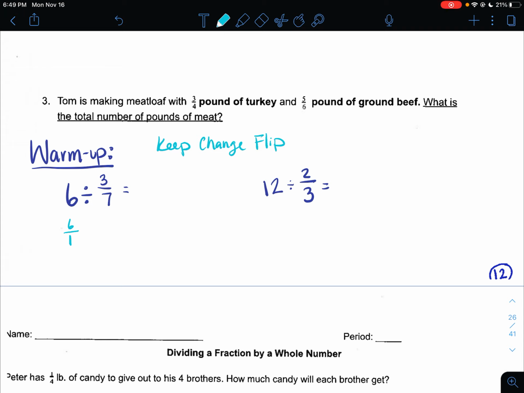So the first number we keep the same. So 6, we're just going to write as 6 over 1. So it stays the same. I just put a whole number over 1. We change the sign from division to multiplication. And then we're going to flip or find the reciprocal of 3/7, and that will be 7/3. So from here, we just go and we're going to multiply fractions like normal.